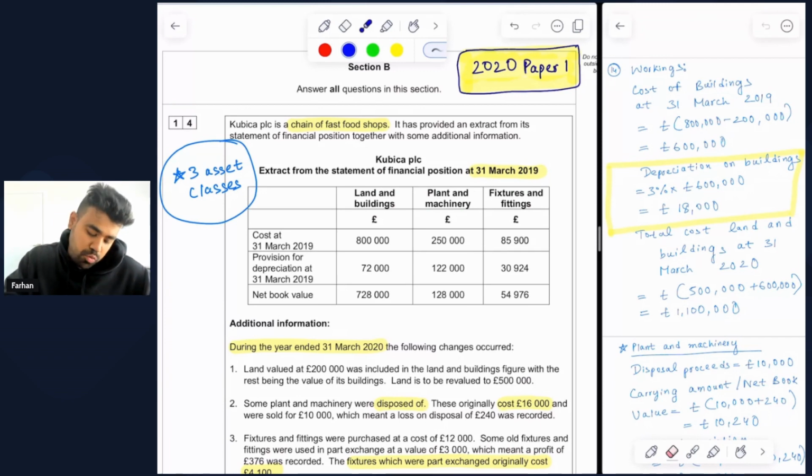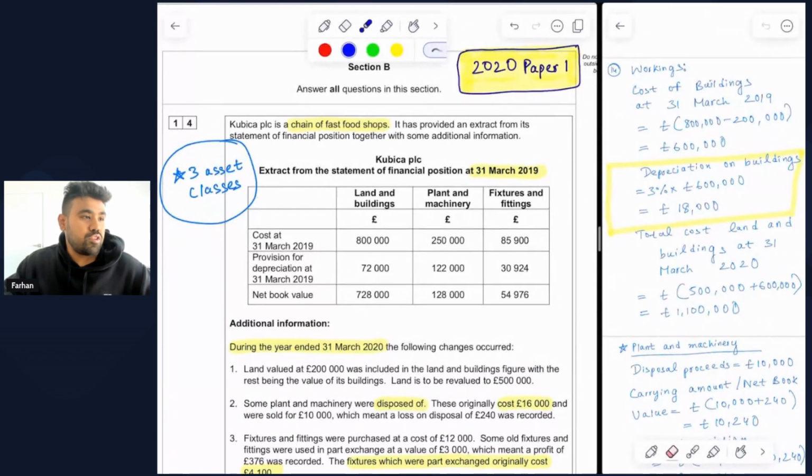So to begin the year with, we had £250,000 in plant and machinery. We had no additions during the year, but we do have disposals, and the original cost of the amount disposed was £16,000. Because we are preparing the cost section, everything that has to go here has to be in terms of cost. So £16,000 was the original cost of the plant and machinery we have disposed. There were no revaluations, and therefore we end up with a final balance of £234,000 at 31 March 2020. Fixtures and fittings we've already discussed a while ago.